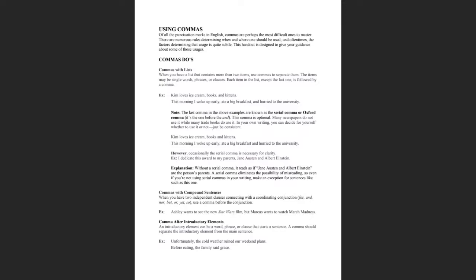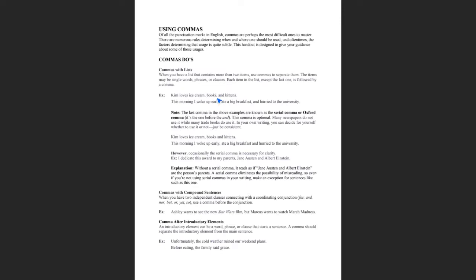So for instance, some of the times that you do want to use commas is when you have items in a list. So you use a comma to separate those items, such as Kim loves ice cream, books, and kittens. The last comma here is known as the serial comma or the Oxford comma, and in a lot of cases, people leave it out. It doesn't matter to me whether you put it there or not, but the only thing that I ask is that you be consistent with your usage. So if you decide not to put it there when you're writing lists, just make sure that you don't. You do that consistently throughout whatever paper or document that you're writing.